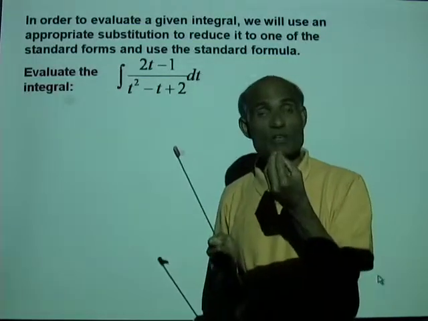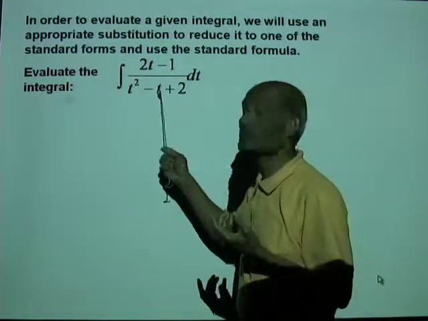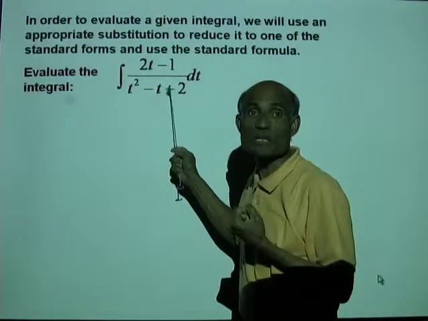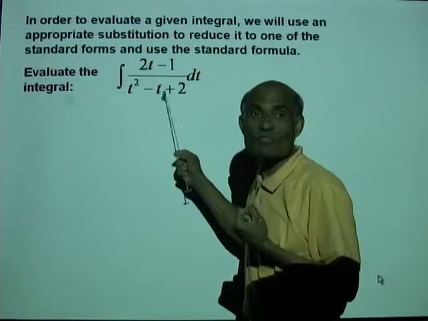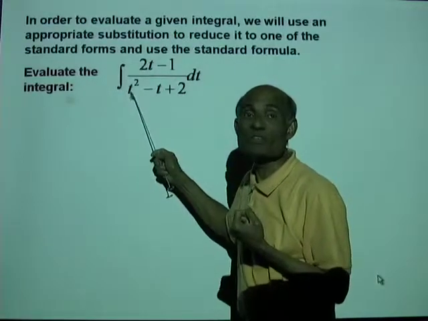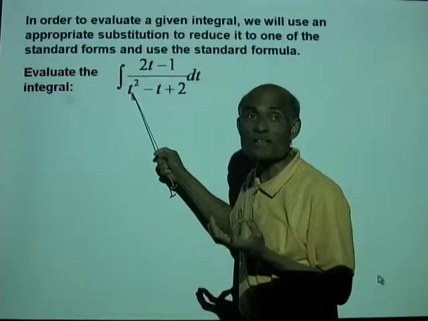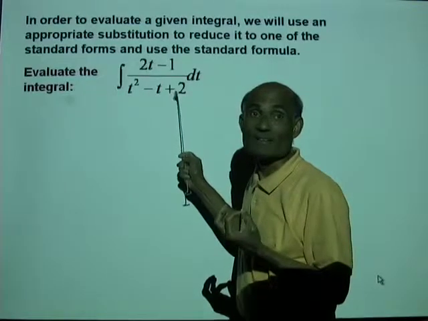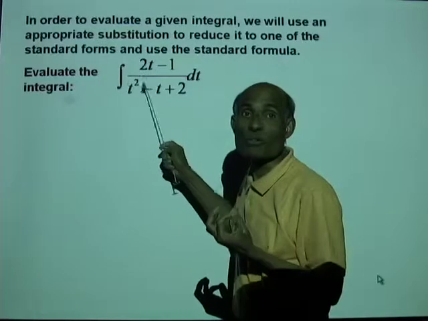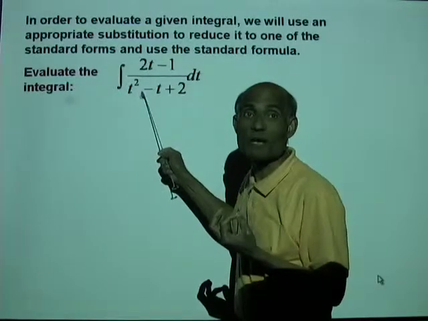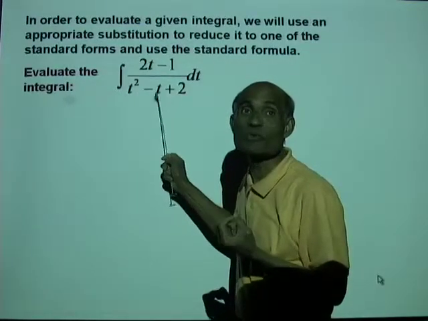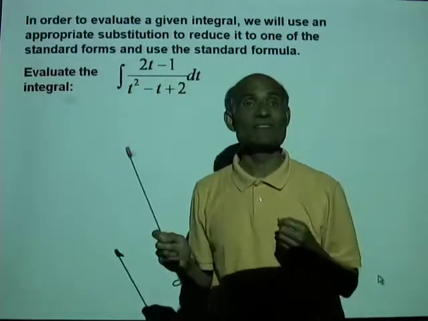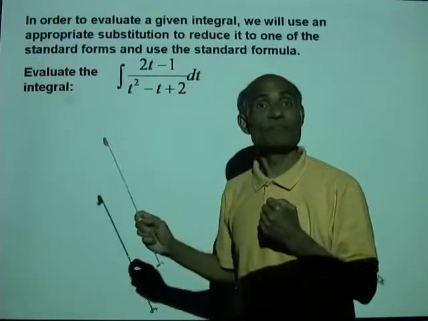Well, you need to learn to look critically at the given expression. If you look at the denominator, t squared minus t plus 2, what is the derivative of this? The derivative of t squared is 2t, minus the derivative of t is 1, and the derivative of 2 is 0. So the derivative of t squared minus t plus 2 is 2t minus 1. That is the numerator. So what does that tell you?